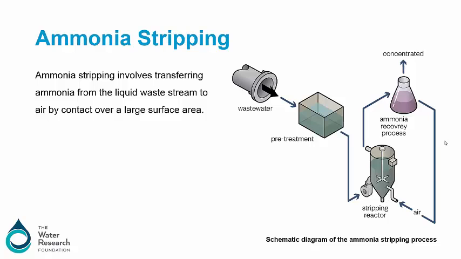Ammonia stripping involves transferring ammonia from the liquid waste stream to air by contact over a large surface area. Ammonia stripping columns typically utilize packed media to foster mass transfer between two countercurrent streams. The process is governed purely by liquid to gas phase diffusive mass transfer and does not involve chemical or biological reactions. Air rich in ammonia is passed through a recovery process, which is basically another packed column where it is contacted with sulfuric acid to produce ammonium sulfate fertilizer.